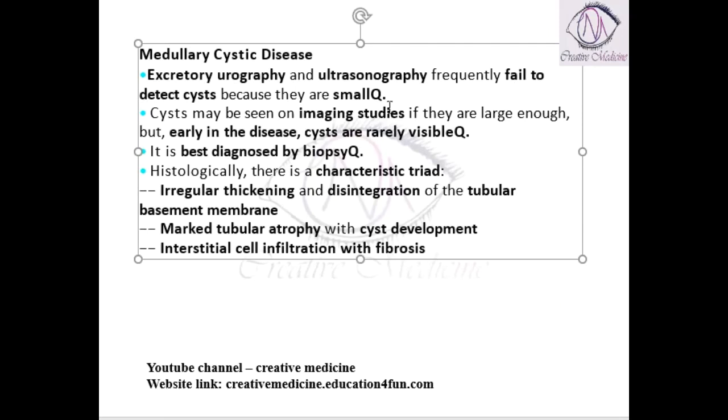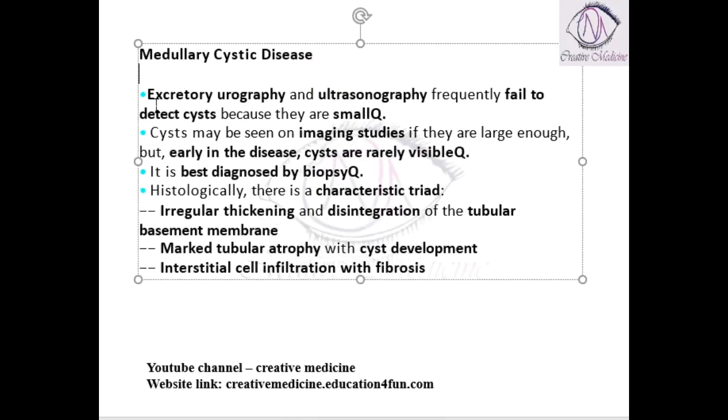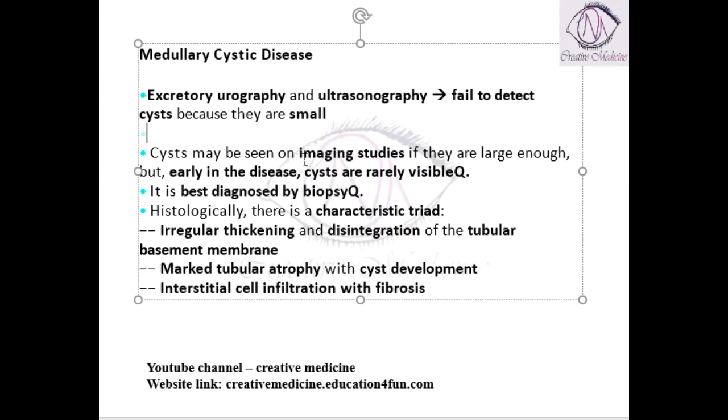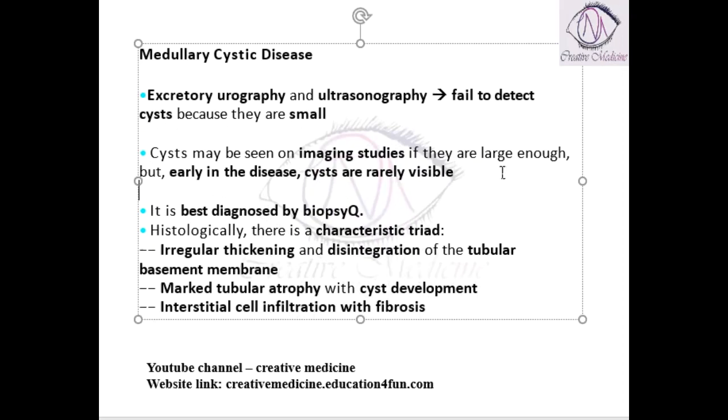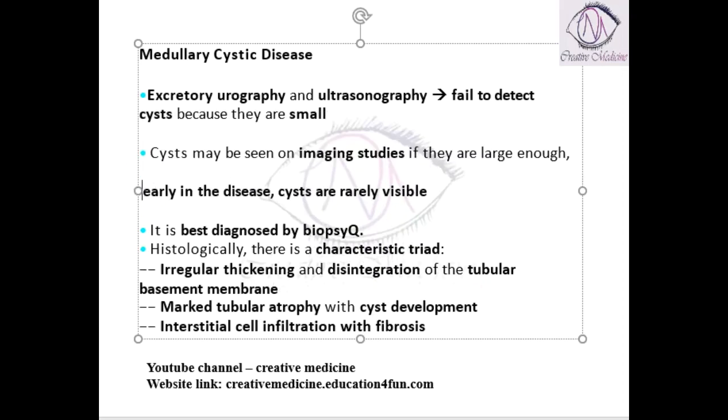In medullary cystic disease, when you do an excretory urography or ultrasonography in these patients, they will fail to detect the cysts because these cysts are very small. Because they are small, it is difficult to detect them. These cysts may be seen on imaging only if they are large enough. So early in the disease, these cysts are not visible.